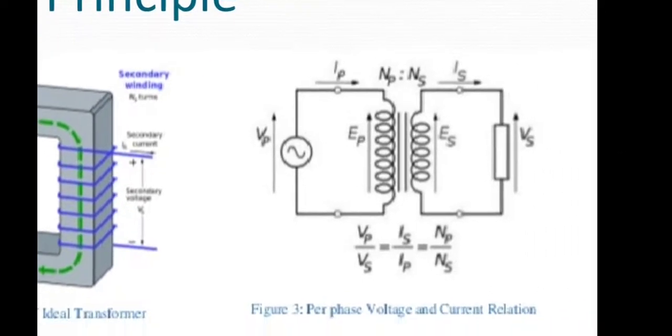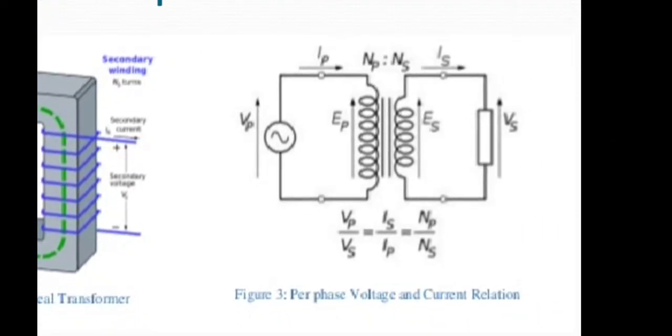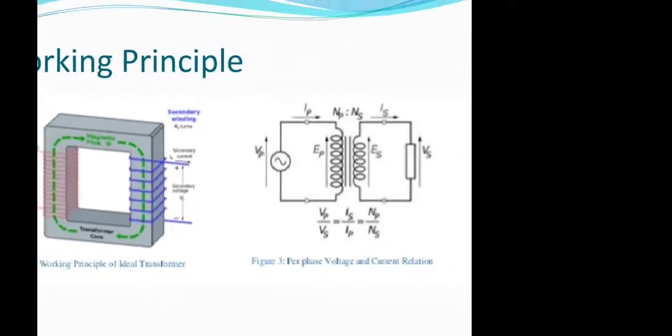And this diagram shows the transformer ratio K, which is defined as the ratio of secondary voltage to primary voltage, or primary current to secondary current.